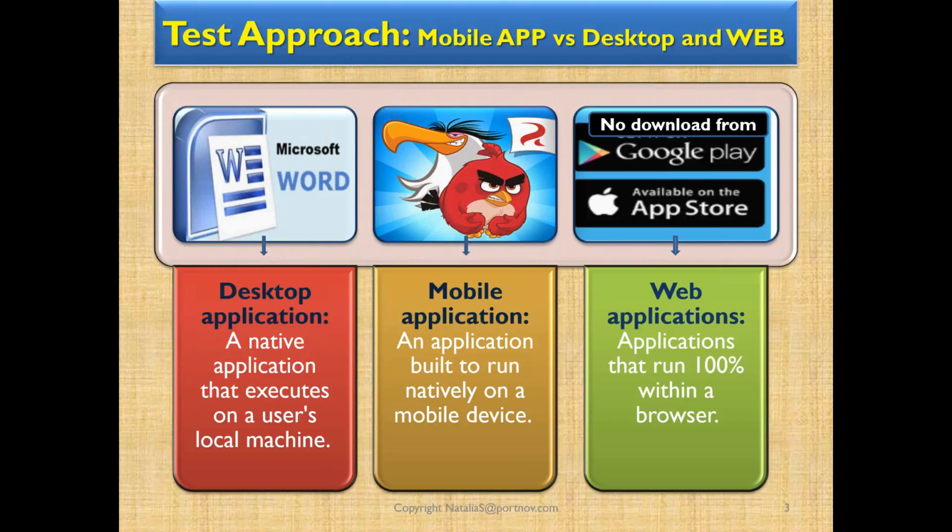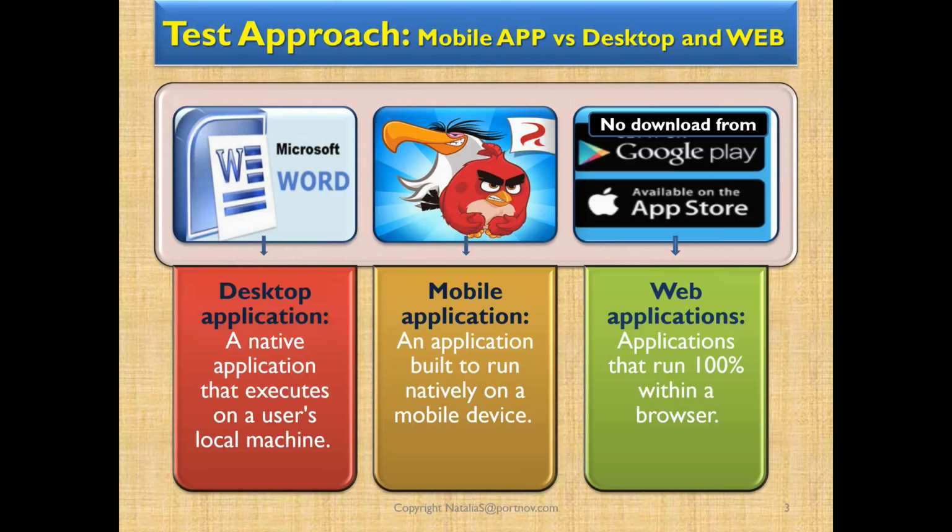Without getting into the details, let's just get the difference. What is a desktop application and what is a mobile application? What is a web application? Desktop application, like we all know, we're all using PCs and laptops, and this is an application that executes exclusively on the user's local machine. So you download it, you click the .exe, and it installs.